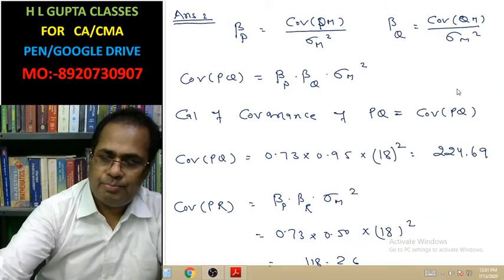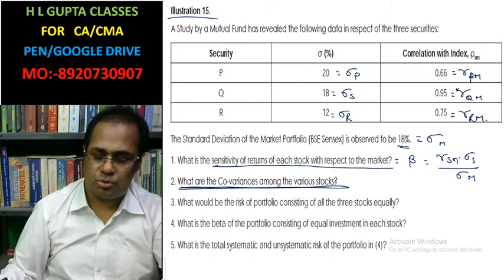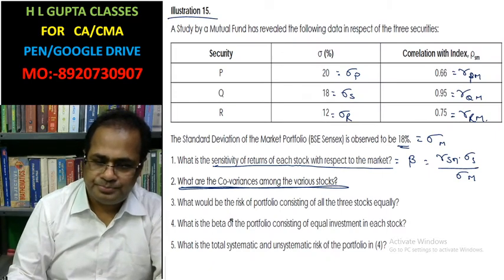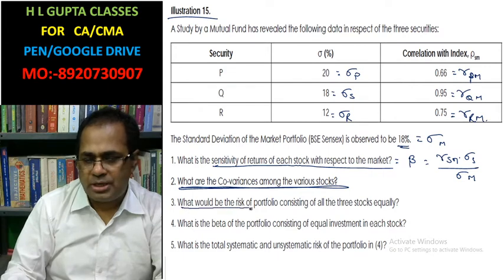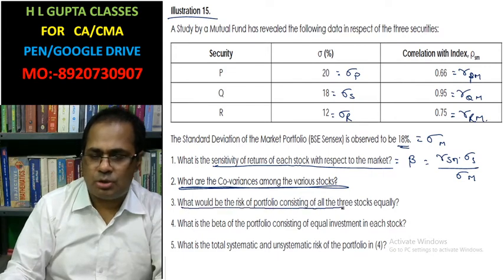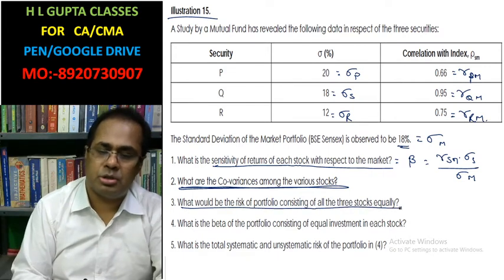Second part, what is the question here? Please look at here. What is the third part here? What is the risk of the portfolio consisting all the stocks equally?